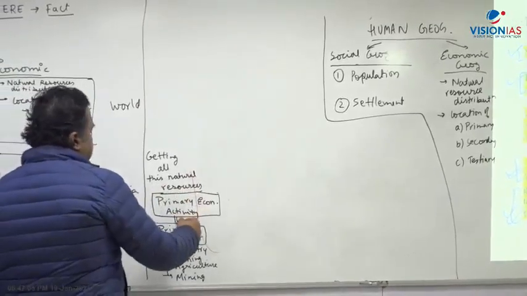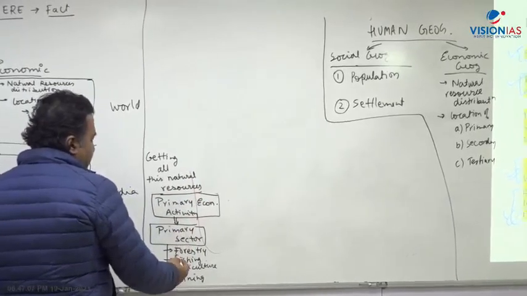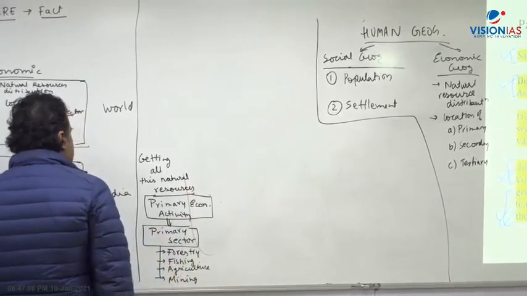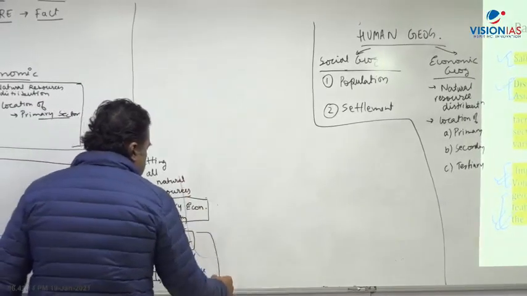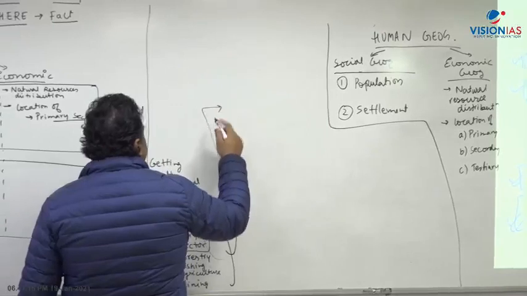Getting all the natural resources, that was the primary activity. Primary activity includes forest, fishing, agriculture, mining. Now once you collect all this, what do you do after this? Next is process.